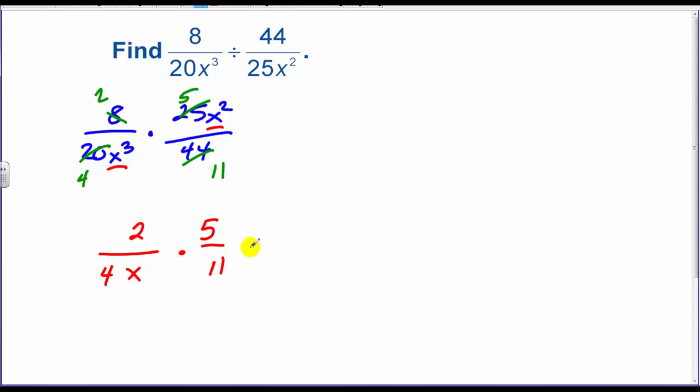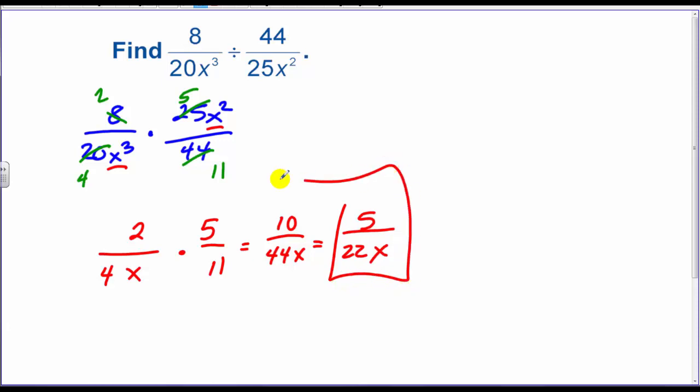So I'm going to multiply what's left. It leaves me with 10 over 44x. 10 and 44 reduce because 2 goes into both. 5 times in the numerator, 22 times in the denominator, and the x is left over. So that's my reduced solution.